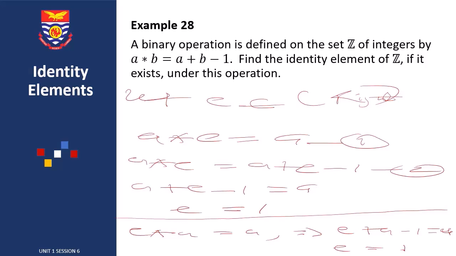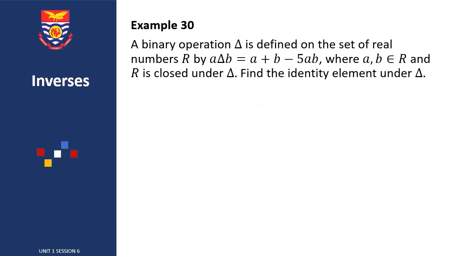Okay, that is good. Let's look at the next. Example 30 reads, a binary operation, triangle down, is defined on the set of real numbers by A operation B as given here, where A and B are members of R, and R is closed under the operation. Find the identity element here. So how do you find the identity element? The same thing, you use the same procedure. You find the left identity element, you also find the right identity element.